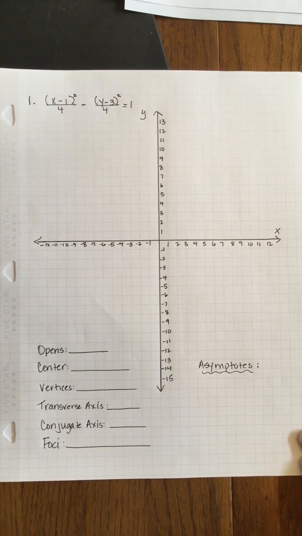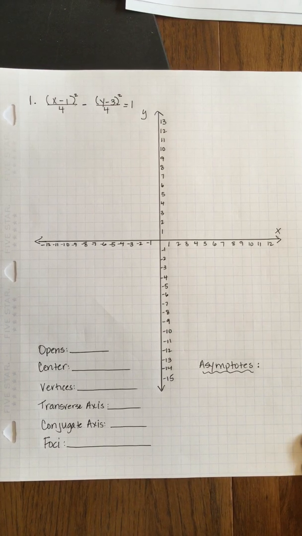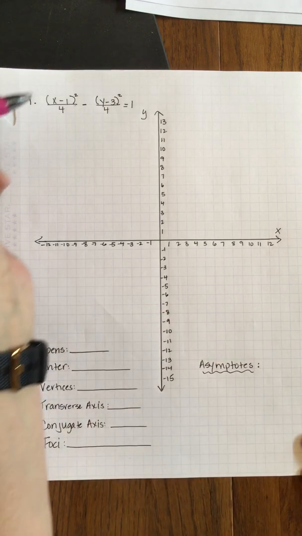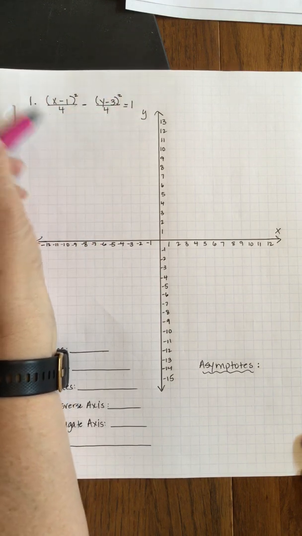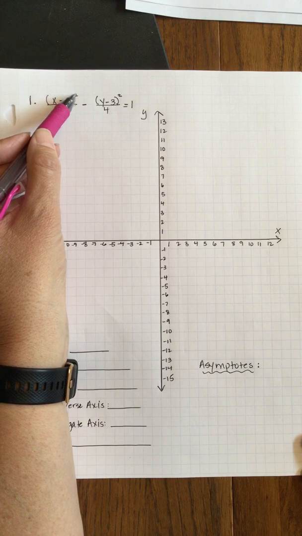This is the second video about hyperbolas. In the first video, I described the differences between the vertical and the horizontal hyperbolas. In this video, we're going to go through two different examples so that you can see exactly what happens in each example.